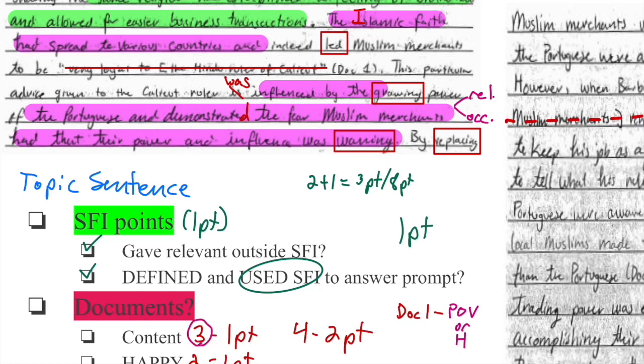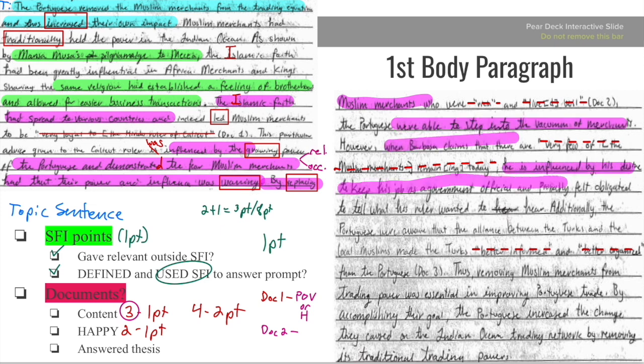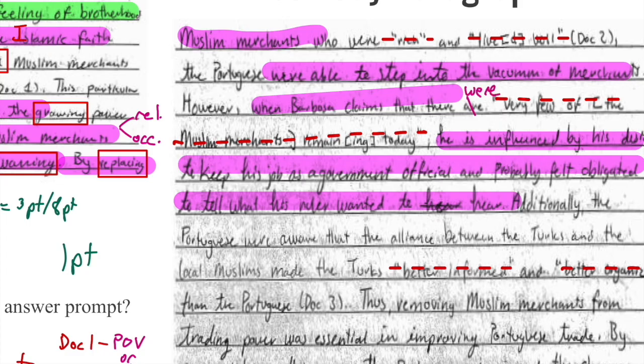By replacing Muslim merchants who were rich and lived well, document 2, content statement, the Portuguese were able to step into the vacuum of merchants. However, when Barbosa, the author, claims that there are very few of the Muslim merchants remaining today, he is influenced by his desire to keep his job as a government official and probably felt obligated to tell what his ruler wanted to hear. So we're in document 2, they're talking about the author. So what H, I, P, or P do you think is being used in document 2?